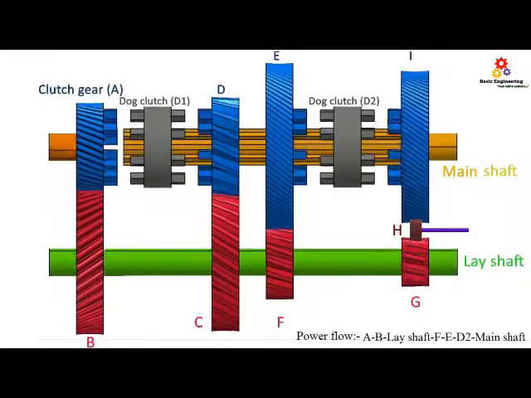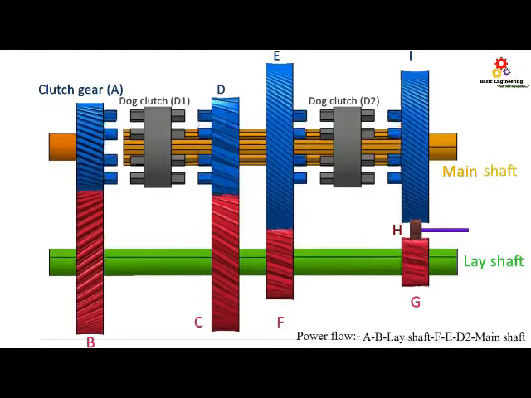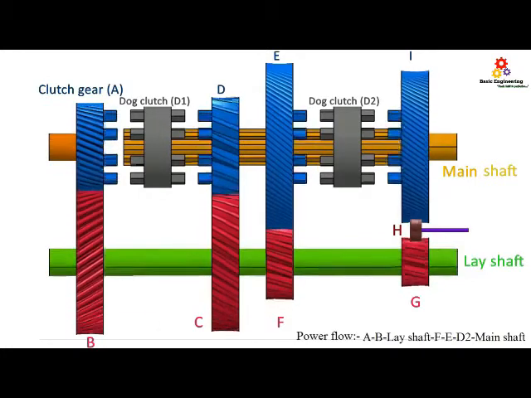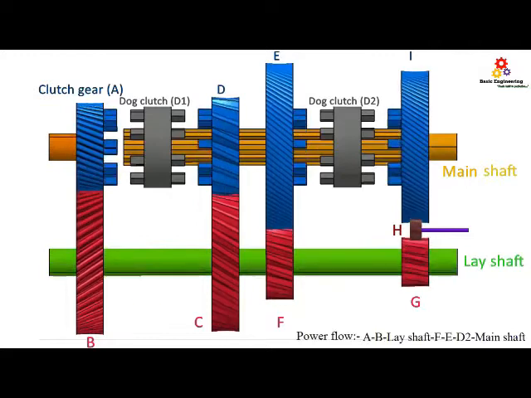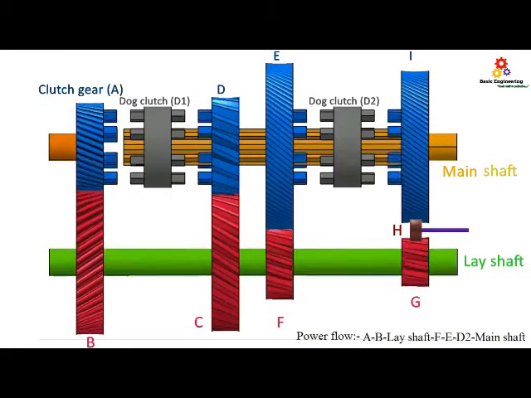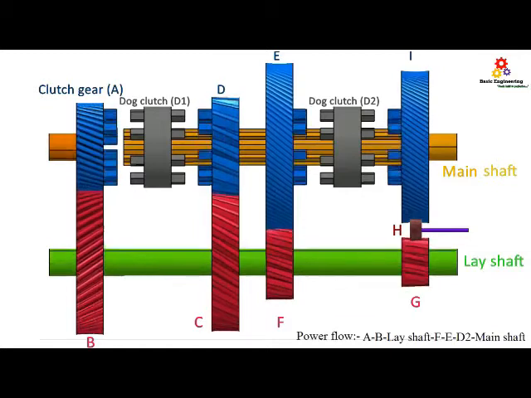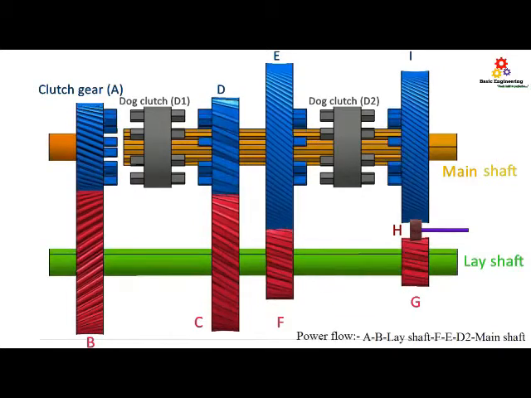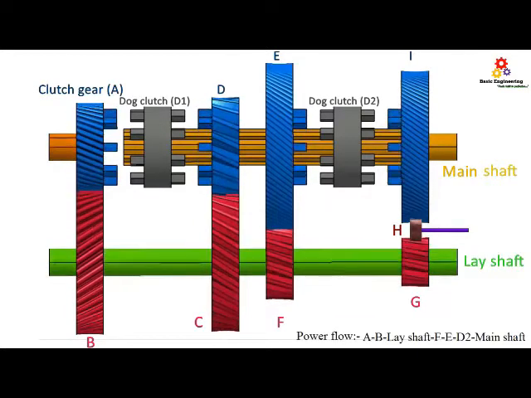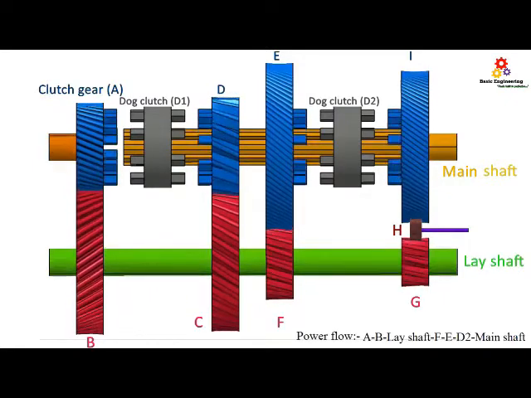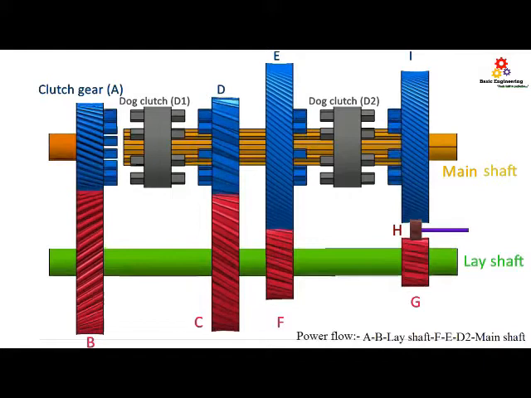This gearbox contains clutch gear, lay shaft, main shaft and different gears to achieve requirements of torque and speed. In this type of gearbox, all the gears are always constantly meshed. Now the prime question is: if all the gears are engaged at a time, then how does the power flow? And here is the solution.